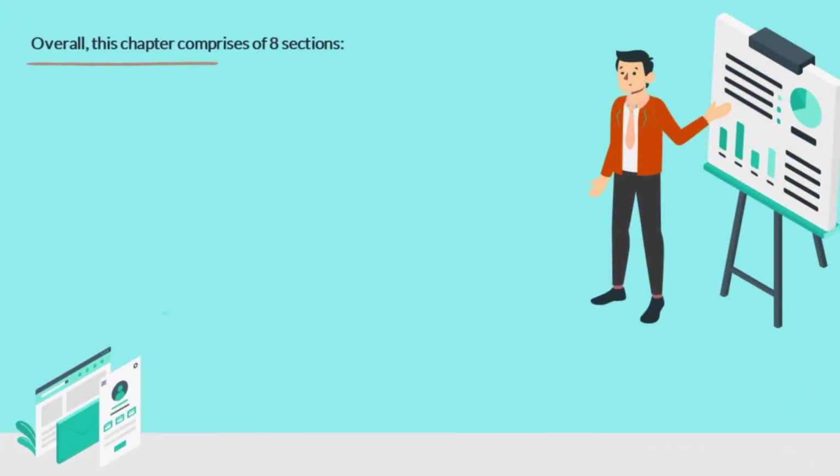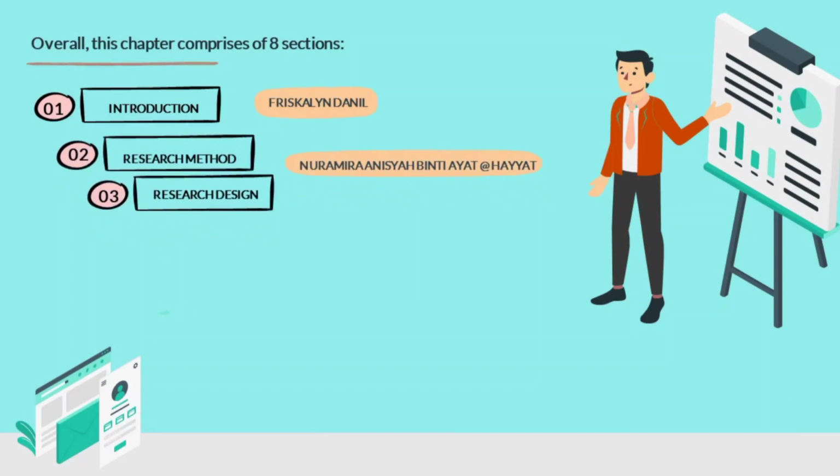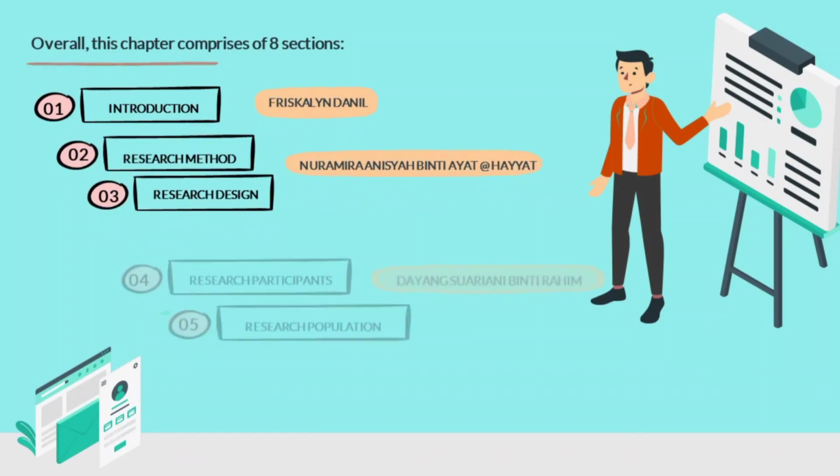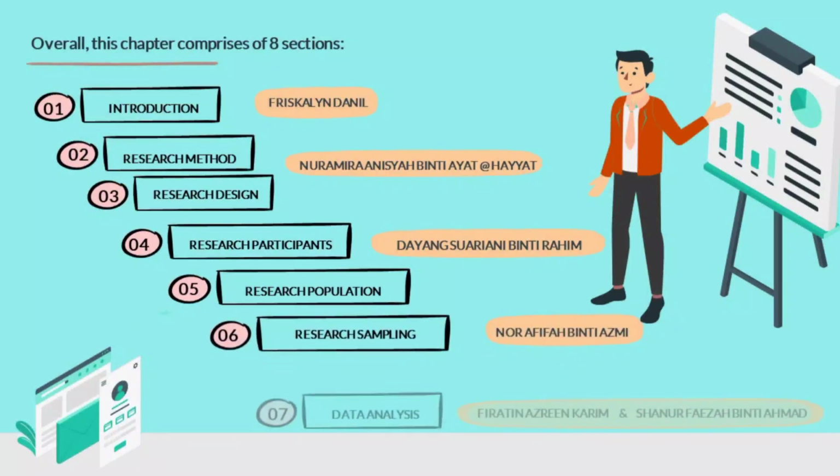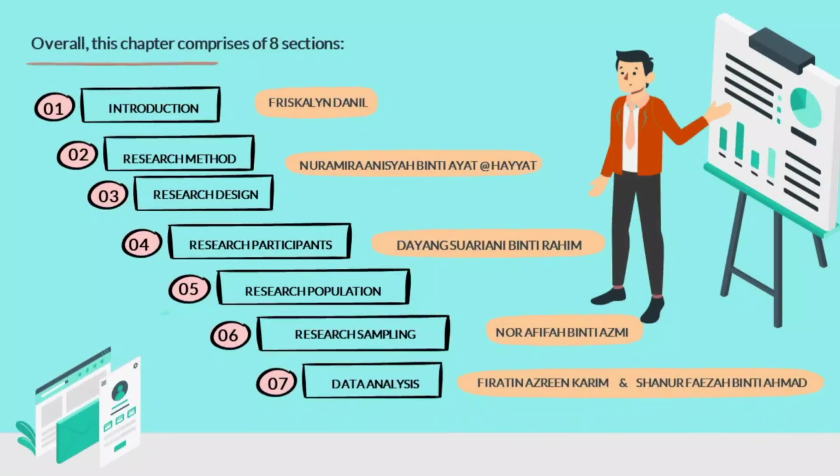Overall, this chapter comprises 8 sections. First and foremost, it started with the introduction by Ferskalin, then the discussion of the research methods and design will take place by Nur Amira Anisha. Afterwards, it's followed by the research participants and population by Dayang Suryani. Next, Nur Afifa will discuss the sampling, and the technique of analyzing the data will be covered by Firatin Azrin and Shanul Faiza. Finally, the last section, the summary of this chapter, will be presented by Friskalin.